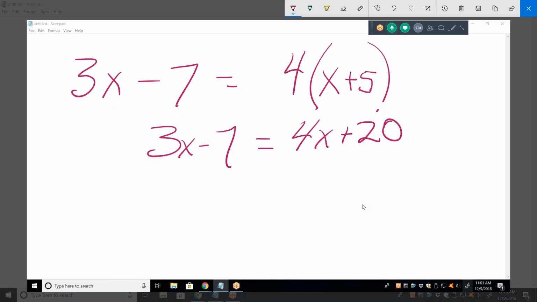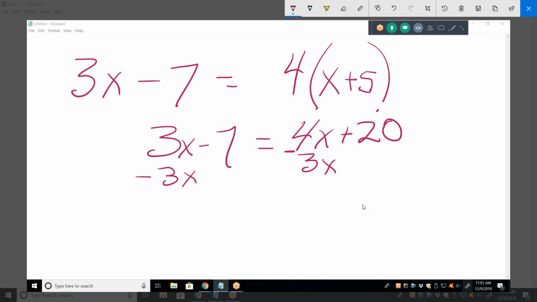If I move my x's to the left, what's my sign going to be on the x? It's going to be plus or minus? Minus. That's not a good thing. Stay away from negative signs if you can. If I move my x's to the right side of the equation, what's the sign going to be on the coefficient of x? Positive. Yeah. So let's begin this problem by subtracting 3x from both sides.